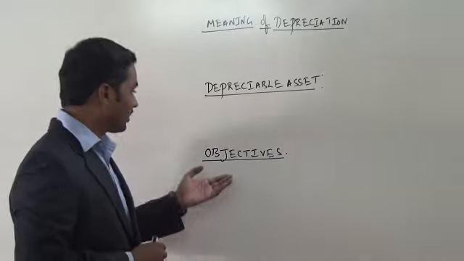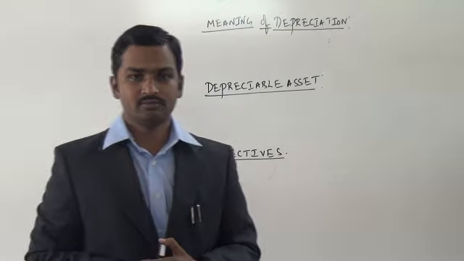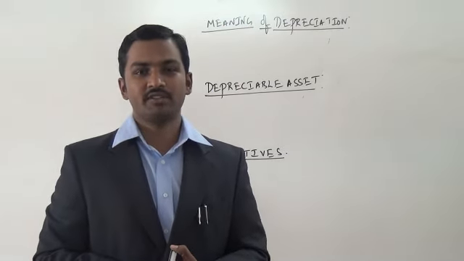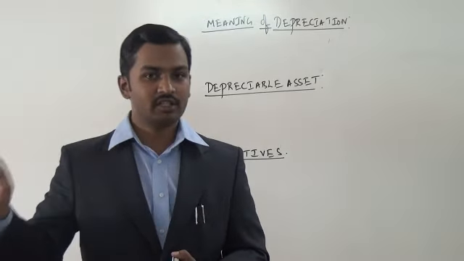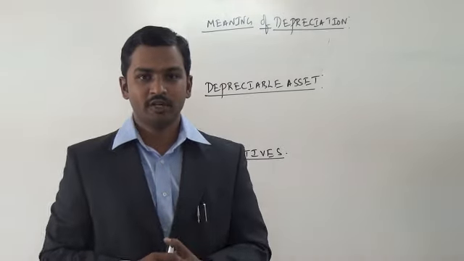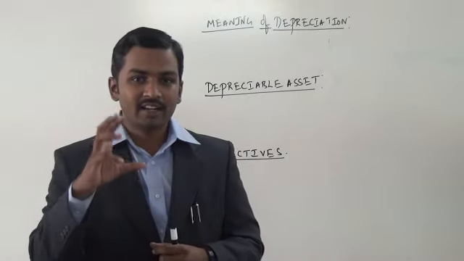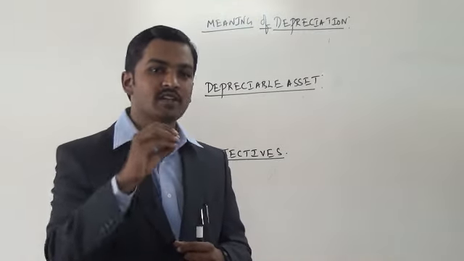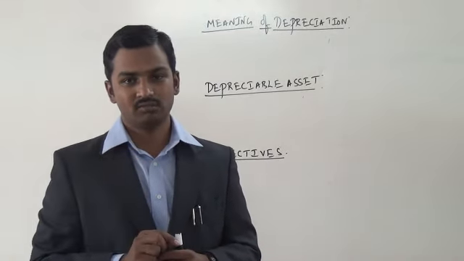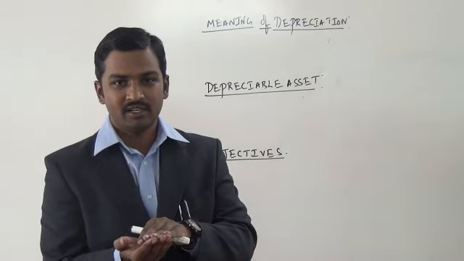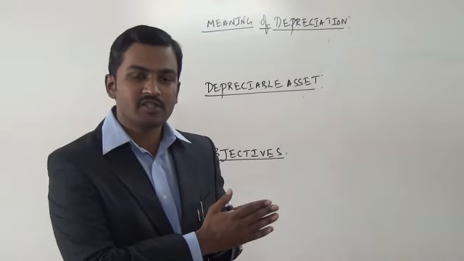Okay, now the third thing, objectives. I think you would have already learned generally what is the entry we pass for depreciation. The entry we pass for depreciation is depreciation account debtor to asset account. We reduce the value of the asset by crediting the asset account, and the reduction in value of the asset is shown as a loss, and the loss is debited to an account called the depreciation account.